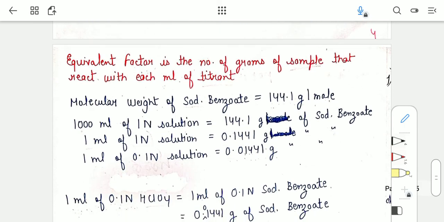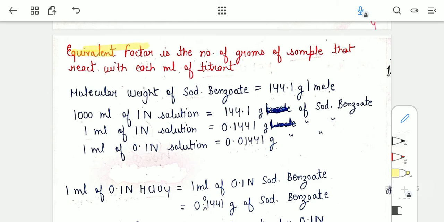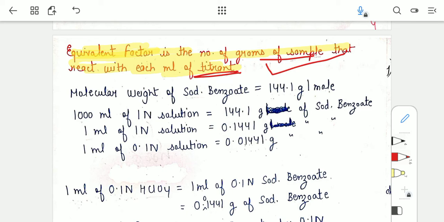So what do we do? Equivalent factor is the number of grams of sample that will react with each ml of titrant. Okay, so here our sample is sodium benzoate and titrant is perchloric acid. So here what we are saying is that the grams of sodium benzoate that will react with 1 ml of perchloric acid is the equivalent factor of our sodium benzoate. Okay, so I hope this definition is clear to you.